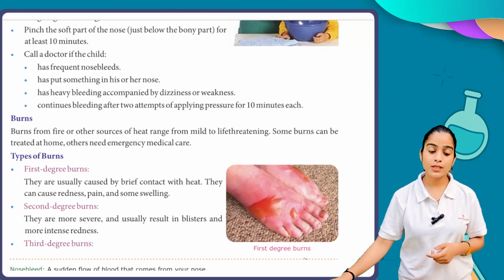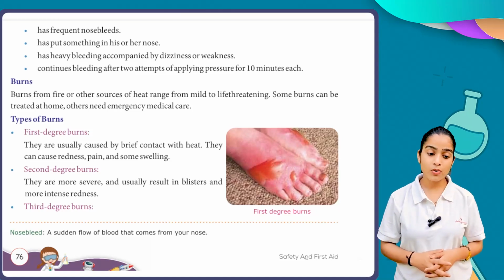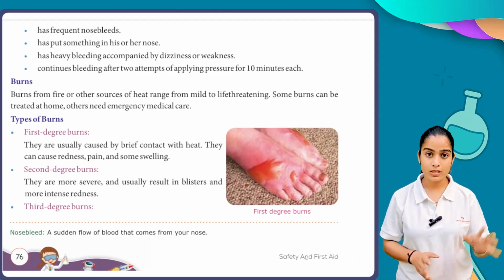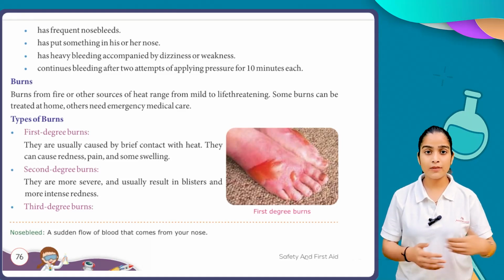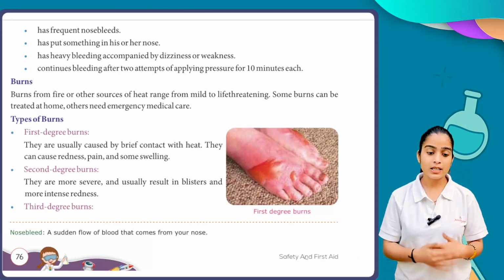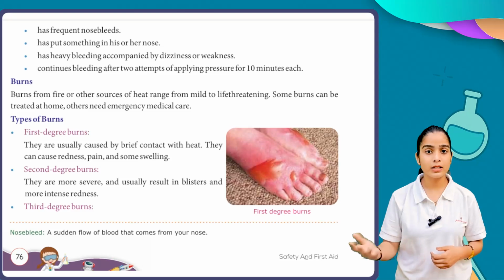So what types of burns do we have? First degree burns are usually caused by brief contact with heat. They can cause redness, pain and some swelling. So this is the first type, when we just get in contact with heat and we have redness, pain and some swelling on the part which came in touch with the heat.